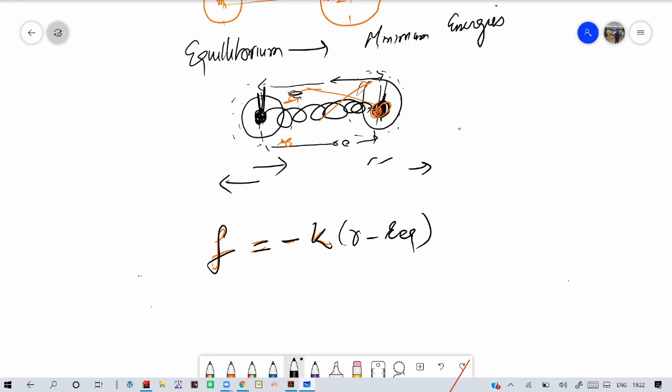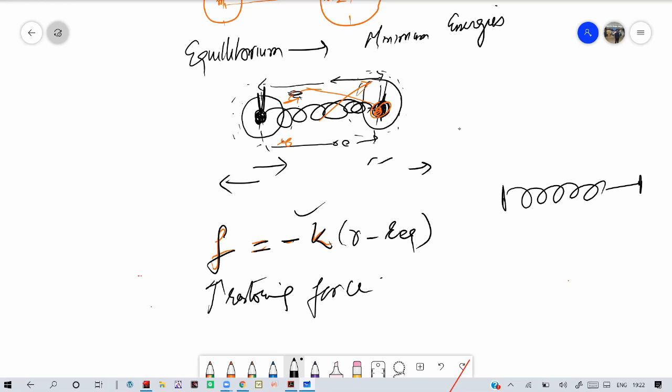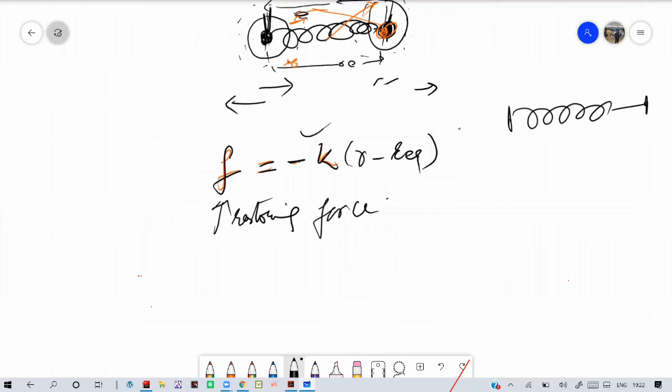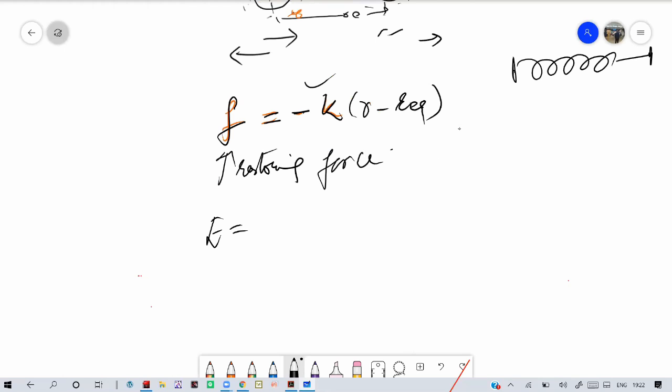Because when we have a spring, assuming that this bond is a spring which is attached to some mass, and this F is a restoring force. That's why it's negative, because it's opposite to the direction of motion, a restoring force. And if you see energy, it is 1/2 K x square. X means displacement actually here.